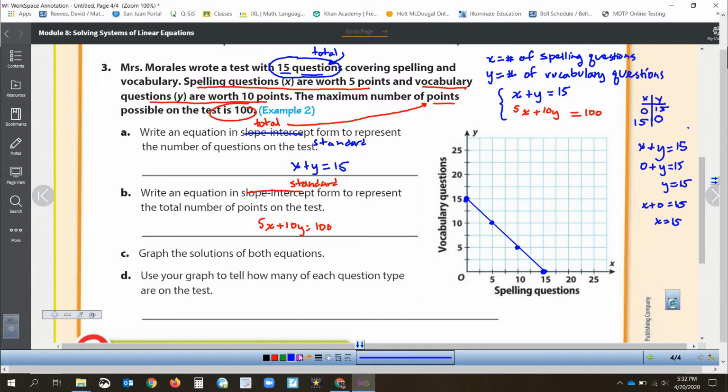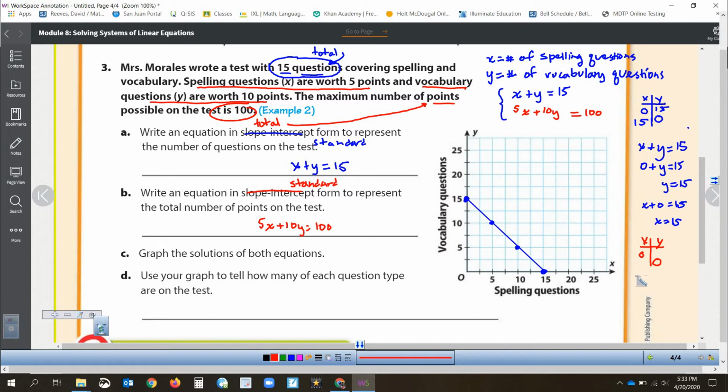Now let's make a table for that second equation. This equation was for the number of questions. Now let's do one for the number of points. Let me move this out of the way. I'm going to make a table again for my red equation, my points equation. Once again, I'm going to put in 0 for x and 0 for y.